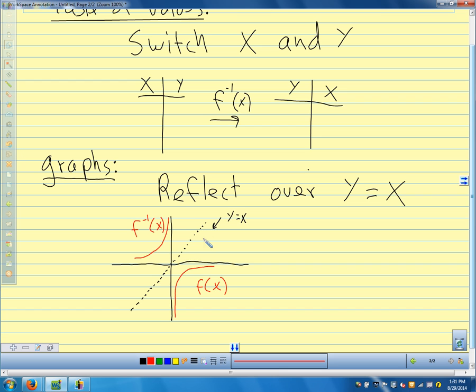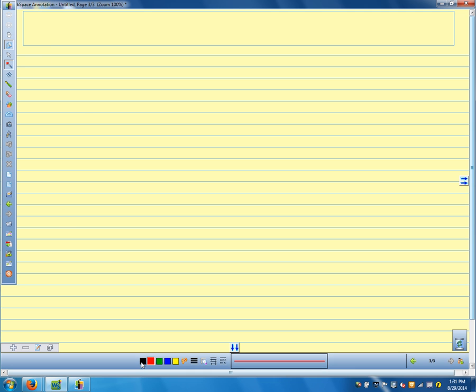So if we're looking at two graphs of two functions, that's how we tell by looking at the graphs. All right, good so far. All right, a couple more things about the graphs. So we're still talking about graphs. If we look at some graph, how do we tell if that graph represents a function?